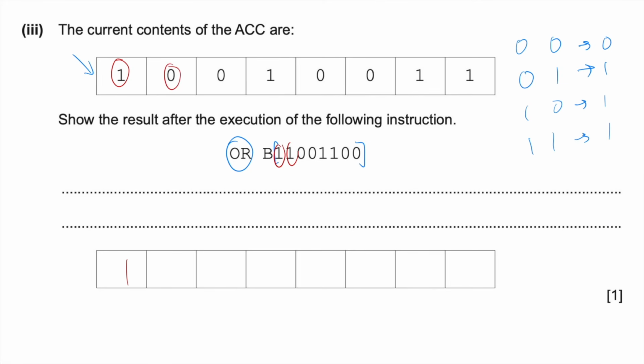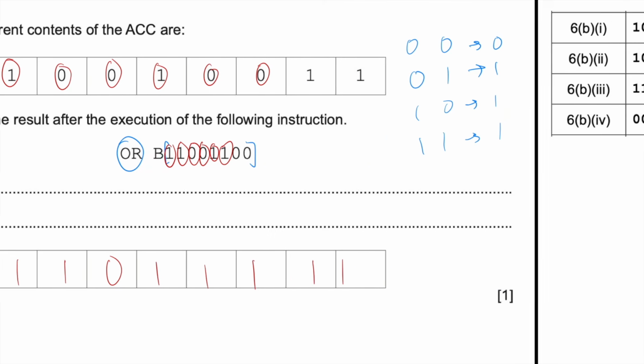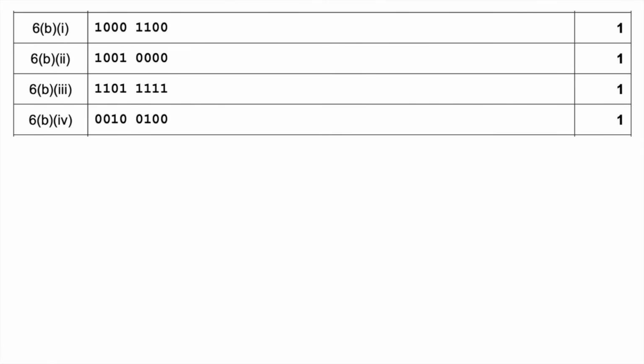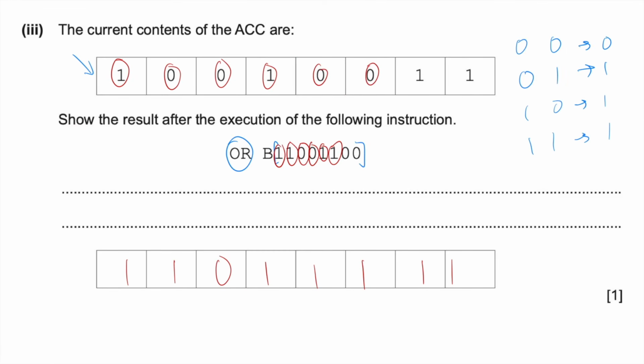0, 1, it's going to give us a 1. 0, 0 is going to give us a 0. 1, 0 is going to give us a 1. Let's see, 0, 1. It's going to give us a 1, 0, 1, 1. Okay, the rest are just going to be 1 and 1 because we're not going to have two zeros. Let's take a look at the answers, and I think we're good to go. Let's double check actually. Yeah, we're good to go.